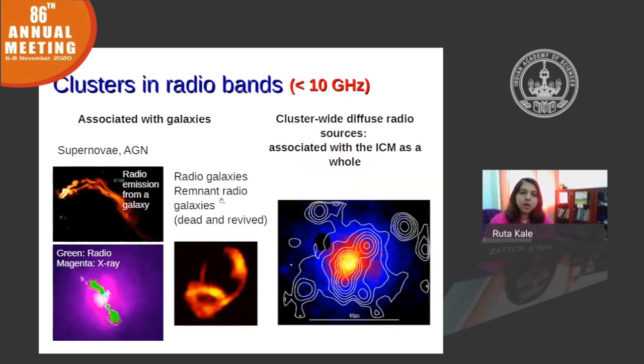And these radio galaxies don't last forever, but they have a duty cycle, and then they switch off. The particles that are emitted into the intracluster medium age, and they can have very different properties. I'm going to talk about cluster-wide diffuse radio sources, which are associated with the whole ICM as a whole. I'll be showing a lot of pictures with these contours. In these pictures, the contours are the radio emission, and in color is the X-ray emission. So we see very large-scale synchrotron sources in galaxy clusters.